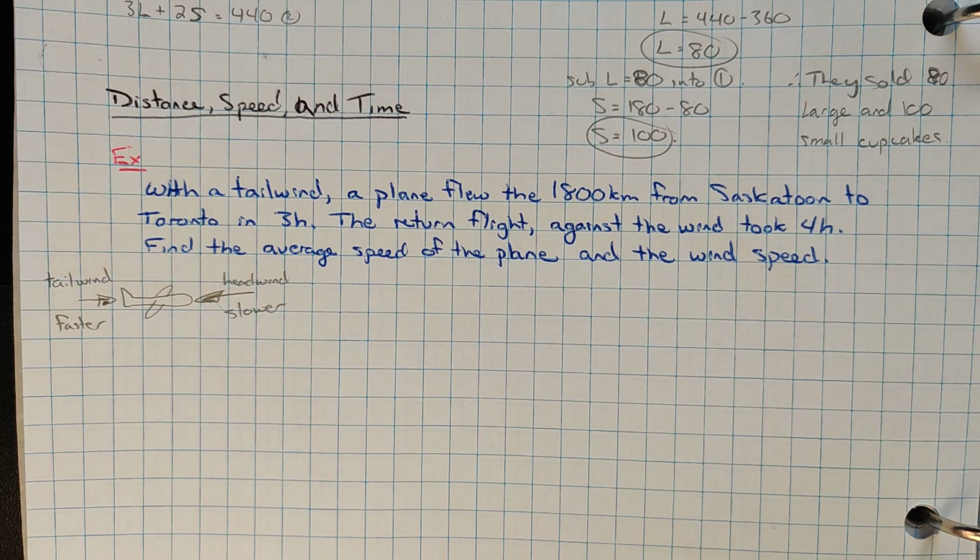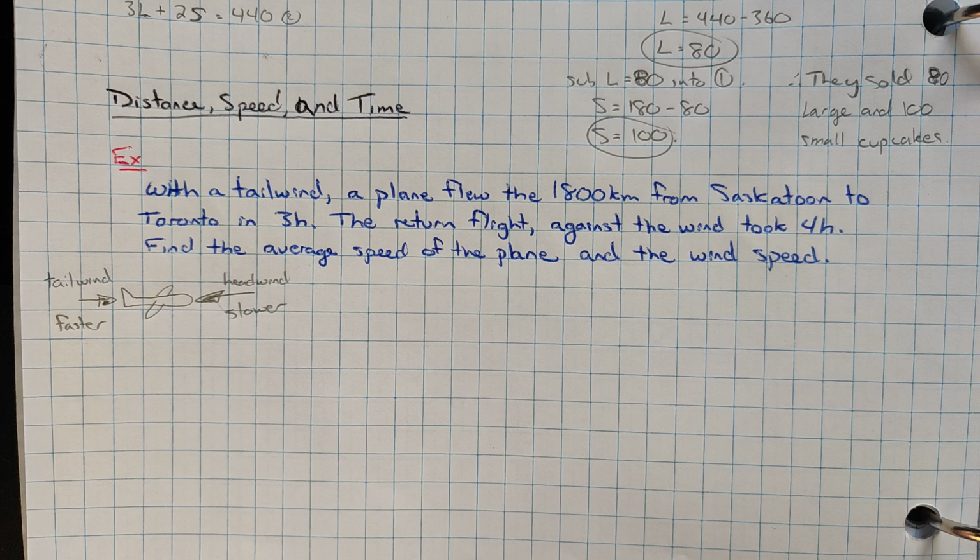Now, in our situation here, we have a tailwind. With a tailwind, the plane flew the 1,800 kilometers from Saskatoon to Toronto in 3 hours. The return flight against the wind took 4 hours, so it went slower. We want to find the average speed of the plane and the wind speed.